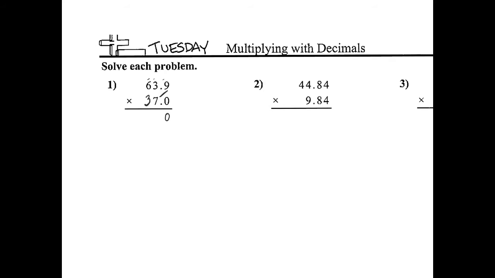All right, so 7 times 9, add the regroup. 7 times 9 is 63. 7 times 3, add the regroup. 7 times 3 is 21. Add the regroup. We have 27. And then 7 times 6, add the regroup. We have 6 times 7 is 42. Add the regroup. 43, 44. Make sure your columns are lined up.